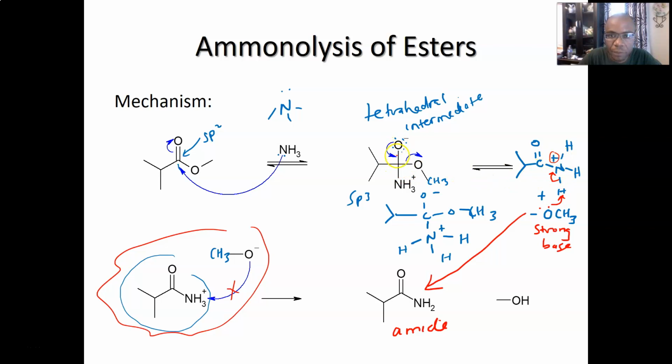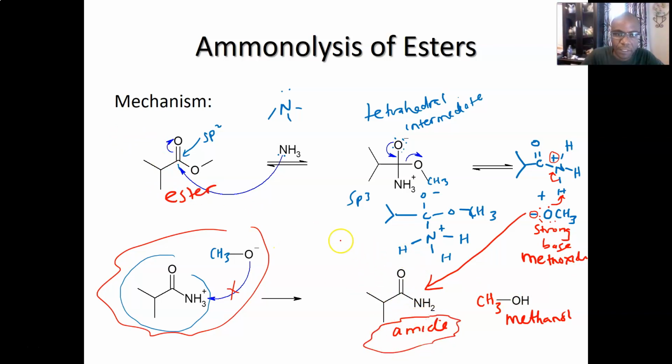You make your double bond, the OCH3 falls off. It's a strong base, so it's going to be used to deprotonate or neutralize this organic molecule, because organic molecules don't like to be positively charged. So the O negative CH3 is transformed to CH3OH, which happens to be methanol. So you will have transformed your methoxide to methanol. At the same time, you will have transformed your ester to an amide. And that reaction is called ammonolysis.